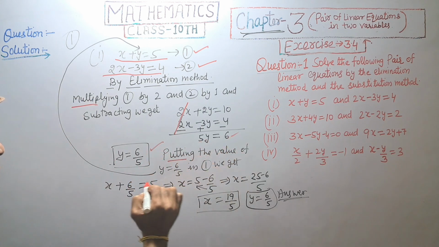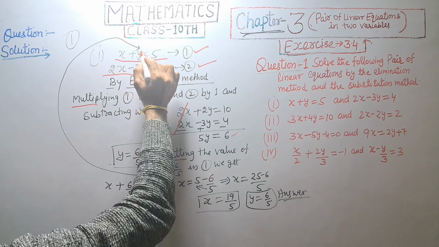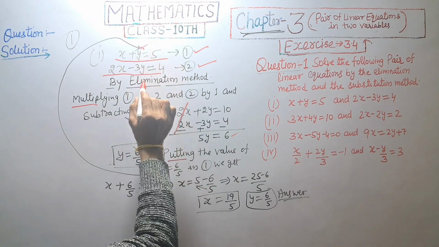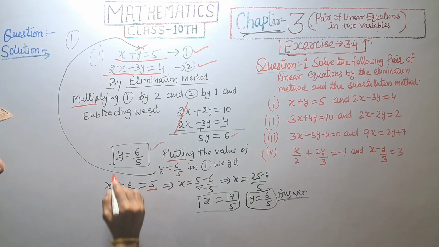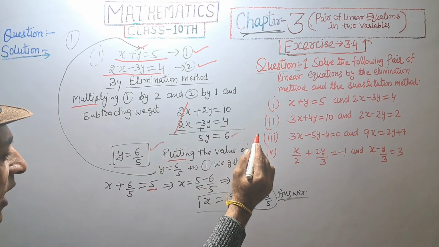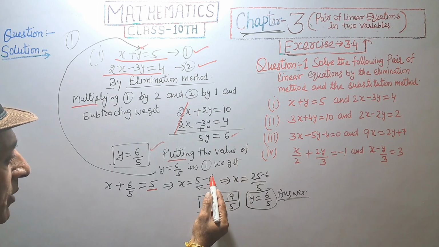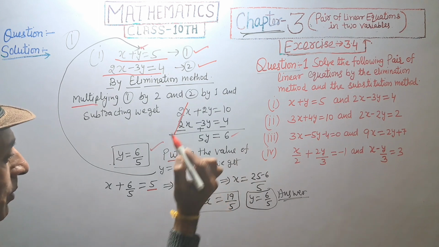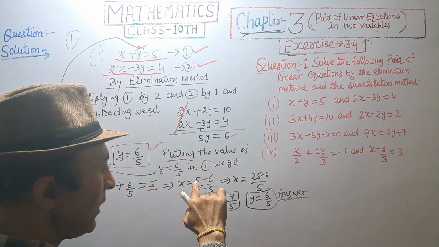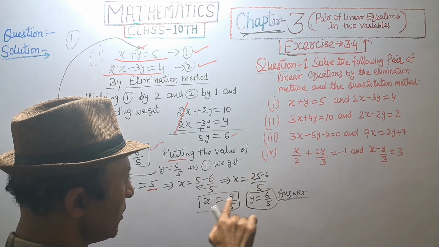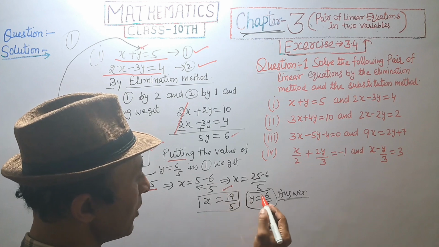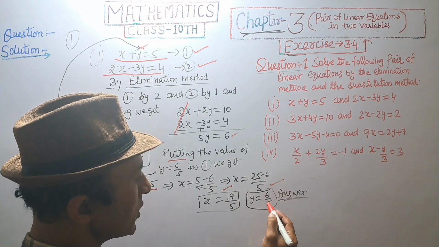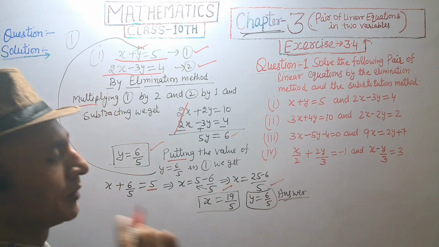Putting the value of y equal to 6 upon 5 in equation first, we get x plus 6 upon 5 equal to 5. Shifting 6 upon 5 to the right, that will be negative 6 upon 5. 5 multiplied by 5 is 25, and 25 minus 6, that is equal to 19 upon 5. x equal to 19 upon 5, y equal to 6 upon 5. Answer.